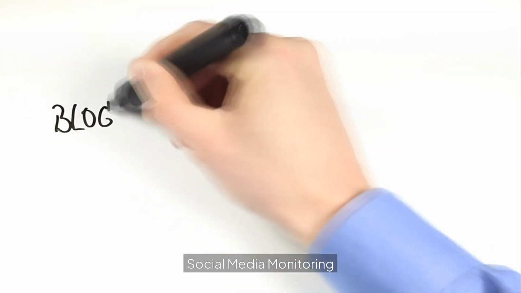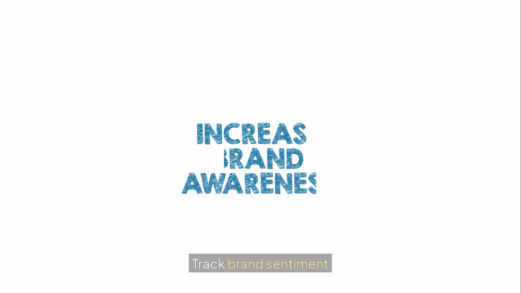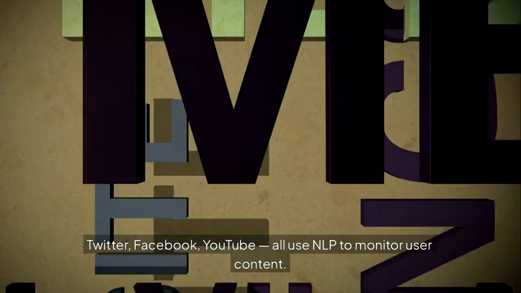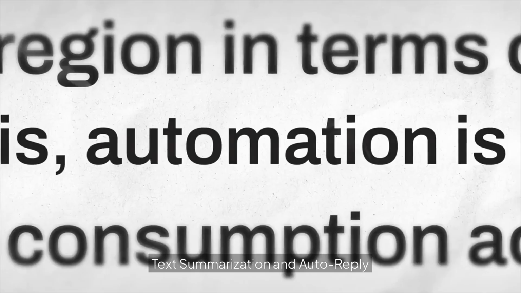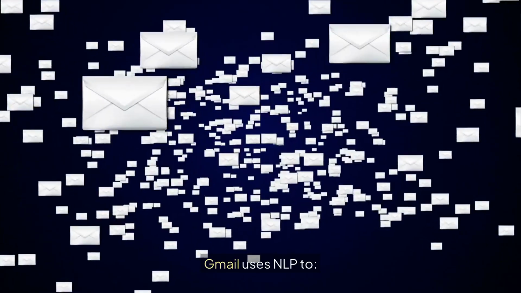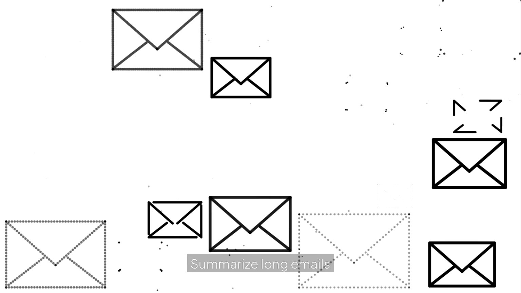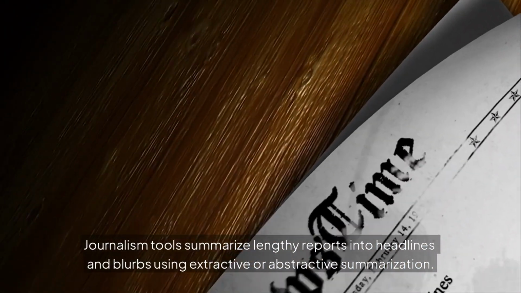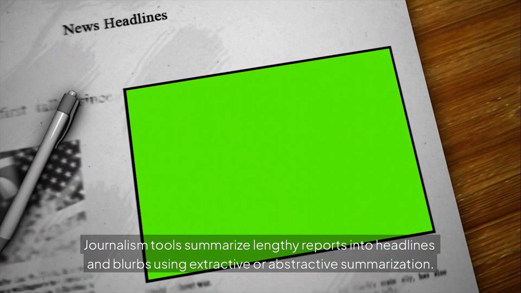4. Social media monitoring. Companies use NLP to track brand sentiment, detect trending topics, flag inappropriate or harmful content. Twitter, Facebook, YouTube all use NLP to monitor user content. 5. Text summarization and auto-reply. Gmail uses NLP to suggest short replies, summarize long emails. Journalism tools summarize lengthy reports into headlines and blurbs using extractive or abstractive summarization.